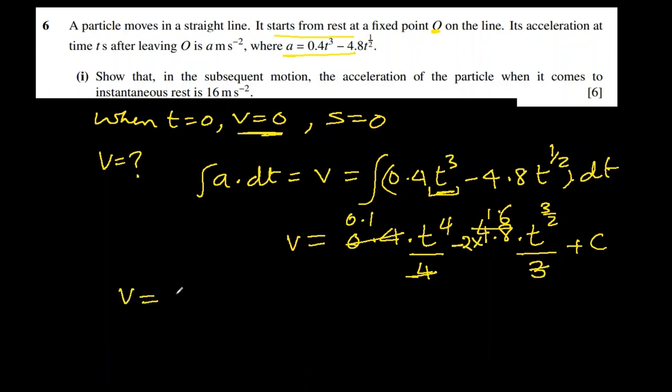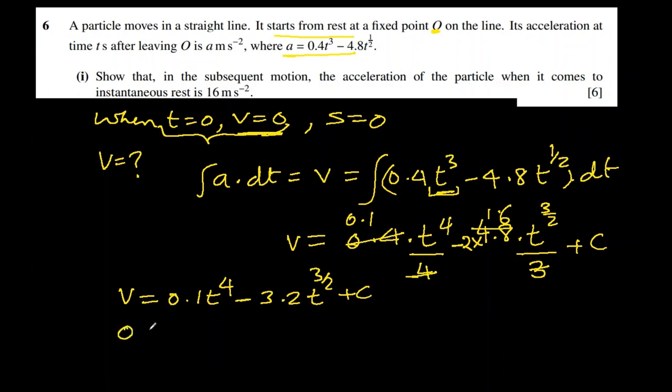The velocity equation becomes 0.1 t to the power 4 minus 3.2 times t to the power 3 over 2, plus c. Now before we proceed, we have to find the value of c, and this fact is going to help us now. That's why I immediately wrote this whenever I read it in the question. Whenever time is 0, velocity is 0.